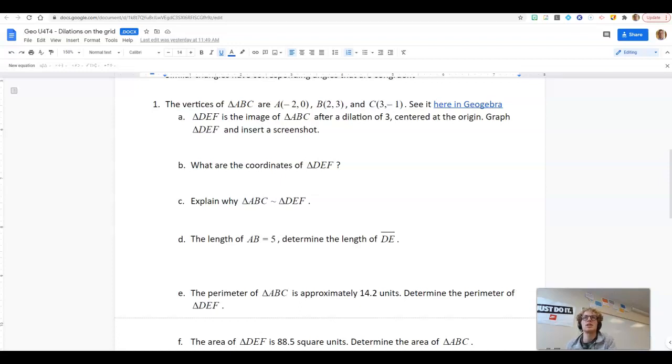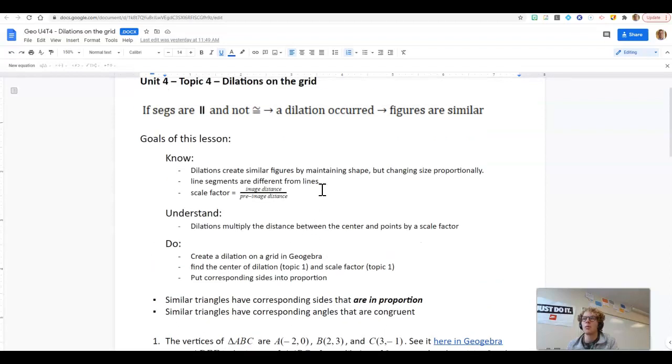Okay, so we're going to be talking about dilations on the grid. And I want you to take a moment and pause and look at what we're expecting you to know, understand, and do by the end of this lesson. If you aren't able to do these things by the end of the lesson, then you should be emailing me or Mr. Bruckman, whoever's your teacher, with questions and try to get that resolved. So take a moment, pause the video, read through those. Should have them in the back of your mind going through this lesson.